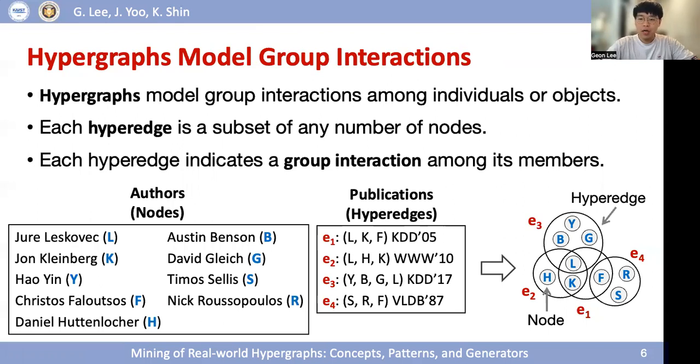So for example, the hyperedge E1 represents the KDD paper in 2005 by Jure Leskovec, Jon Kleinberg, and Christos Faloutsos, which is about the densification laws of real graphs. Also, notice that hyperedges can be arbitrarily sized. For example, the size of the hyperedge E3 is 4, while others are 3.